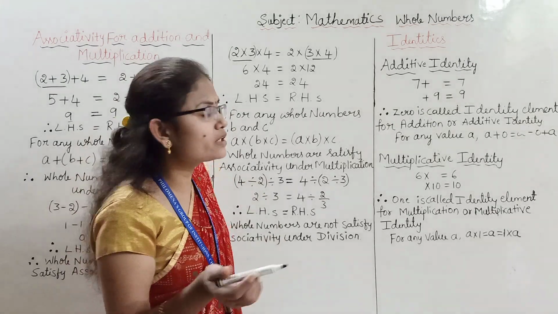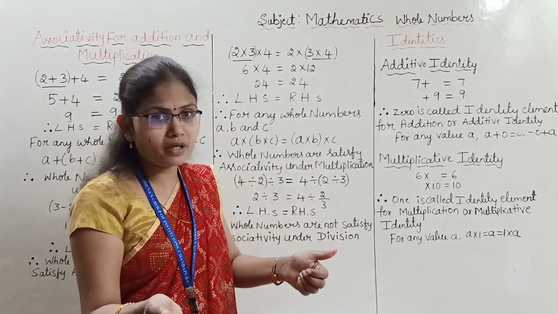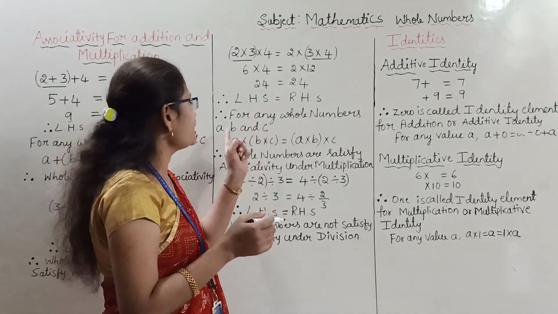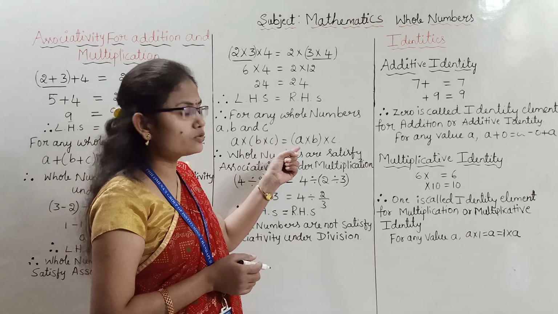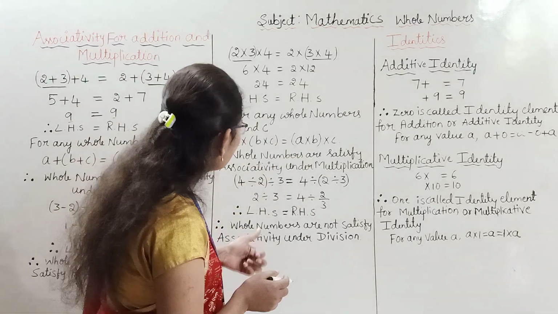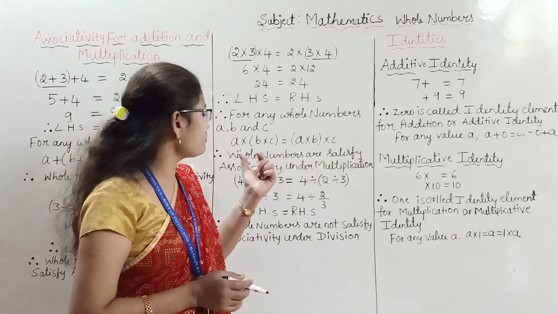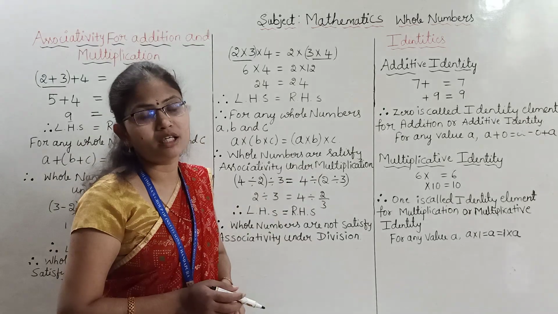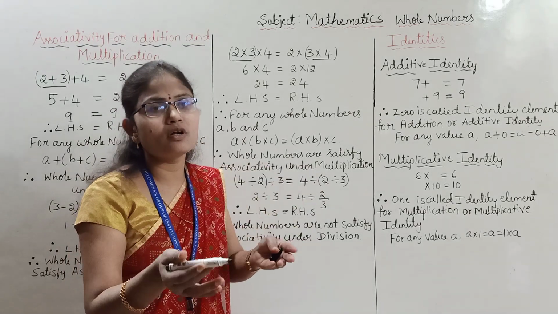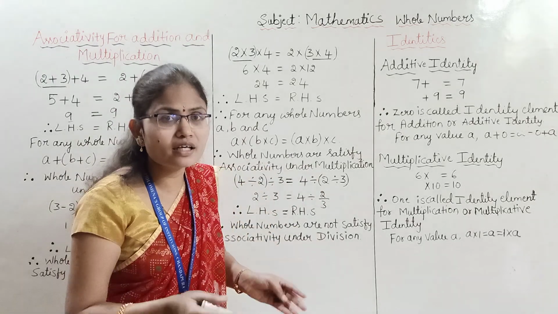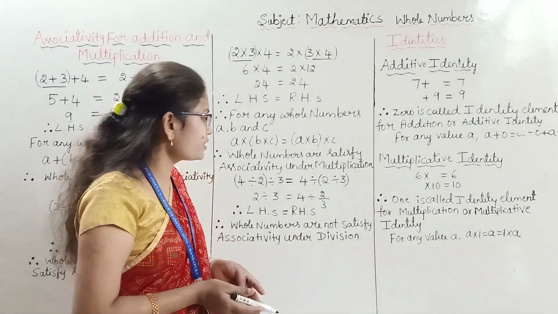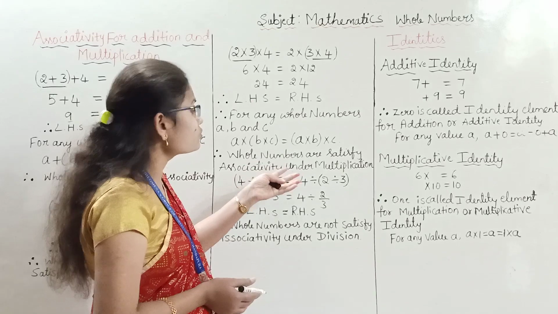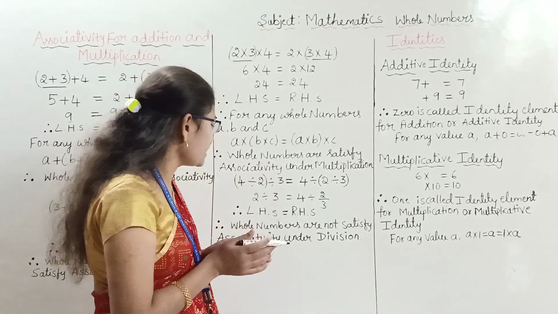Then we came to know that for any whole numbers A, B and C, (A × B) × C is equal to A × (B × C). Then whole numbers satisfy associativity under multiplication. If you take any whole numbers and multiply them in any order or any grouping, you will get an equal result. So we can conclude that whole numbers satisfy associativity under multiplication.